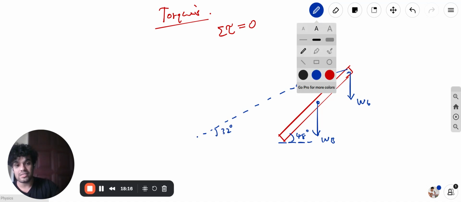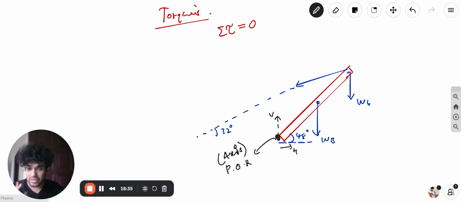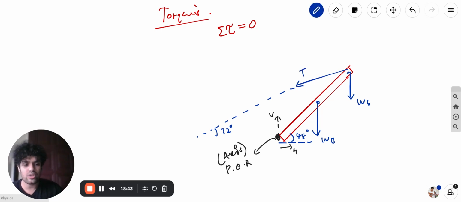Now I'm placing my point of rotation over here. This is my point of rotation. I'm going to write it over here: point of rotation or axis, which means that I do not have to look at the torques caused by the vertical and the horizontal force, because they do not produce any torque as long as my axis is at the point P. Good. Now, this was our tension. Now let's find out the torque acting on the system.